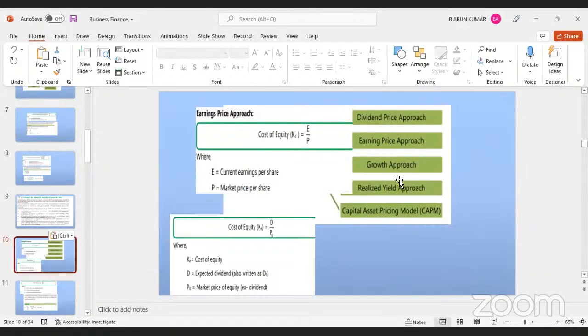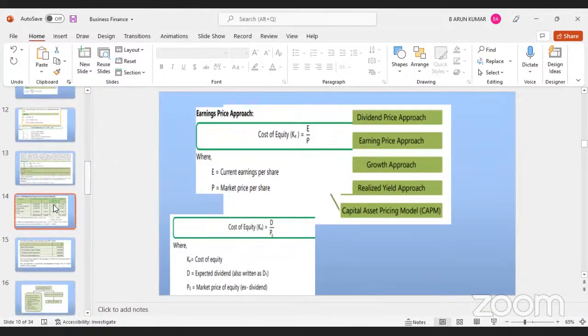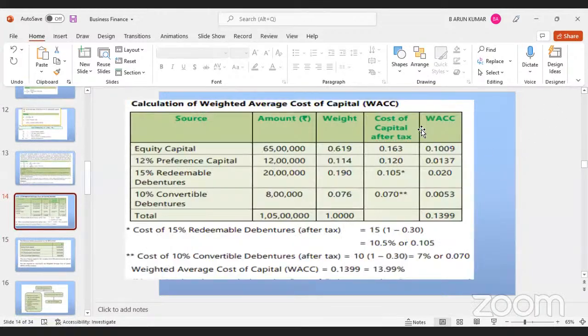We use any one method of these, that is the dividend price method. Then we will get this amount. Okay, the weighted average cost of capital is this, and then we will get this amount. Likewise we calculate the total cost of capital, that is 0.1399, that is 13%. The actual amount is 13.99%. The weighted average cost we are paying is 13.99% in total.